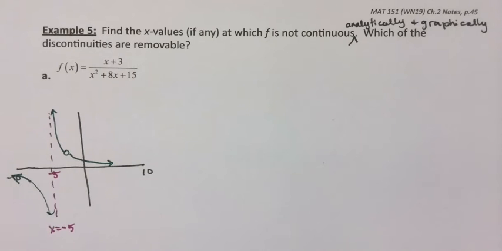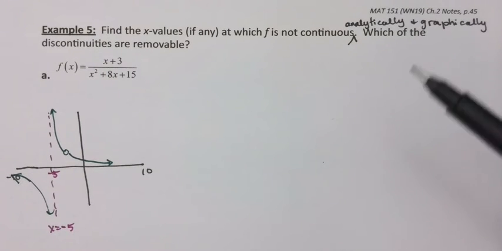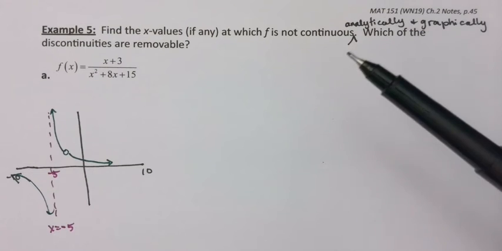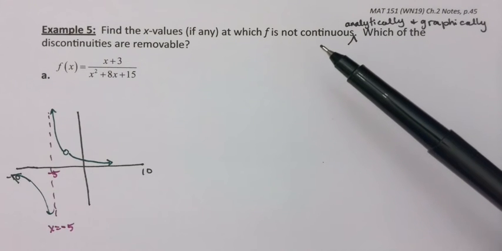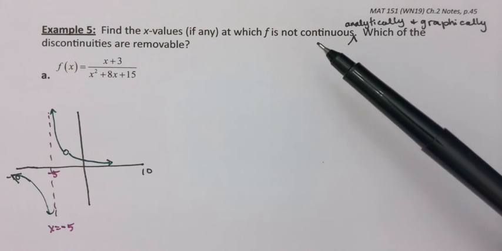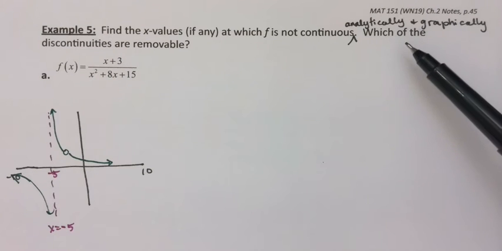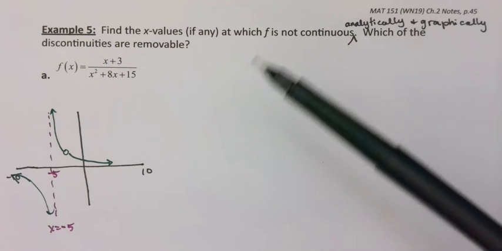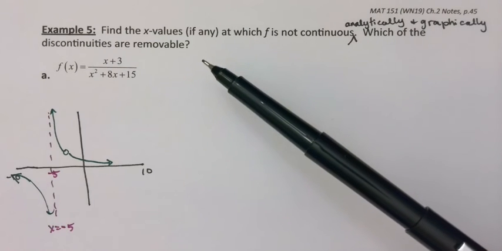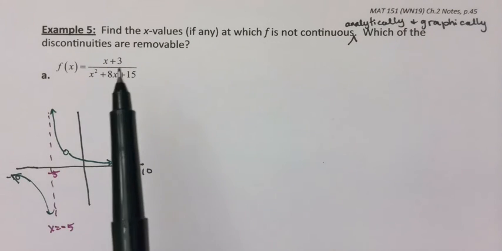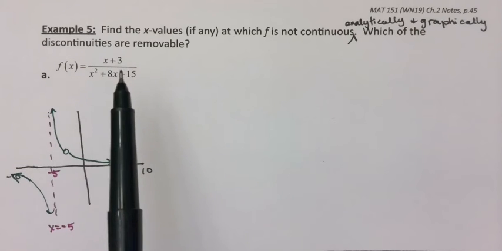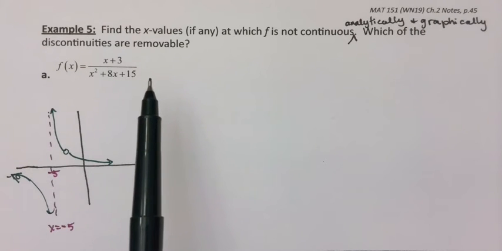For this next example, we want to find the x values, if any, at which the function is not continuous. So we're going to find points of discontinuity. We're going to find them both analytically and graphically. And then for any discontinuities, we want to address whether they are removable or not removable. So I have this function here, f of x equals x plus 3 over x squared plus 8x plus 15.